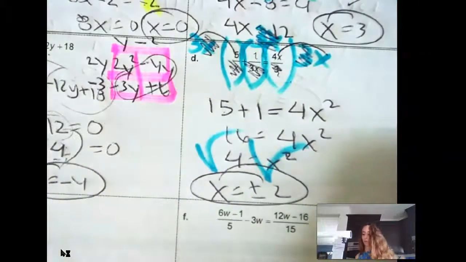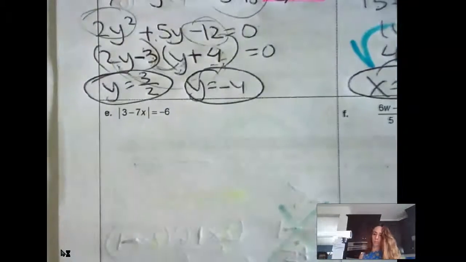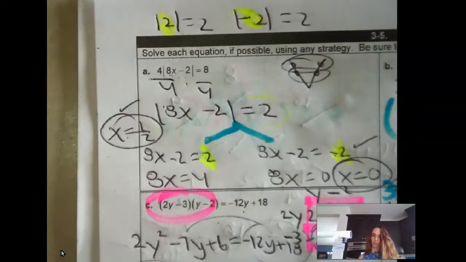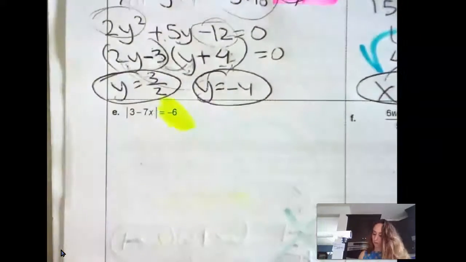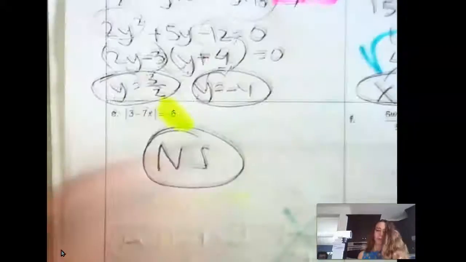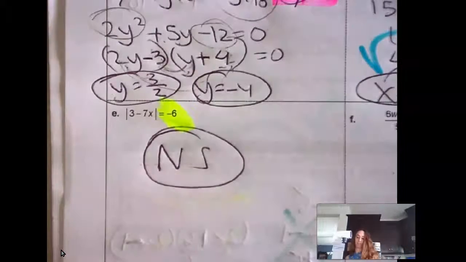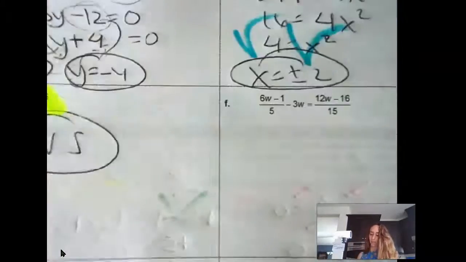How do you know I'm right? Plug it in. Okay? All right, we talked about this here. An absolute value can never be negative. No solution. You can never get an answer that's going to work. That's it. Okay, let's do this one.